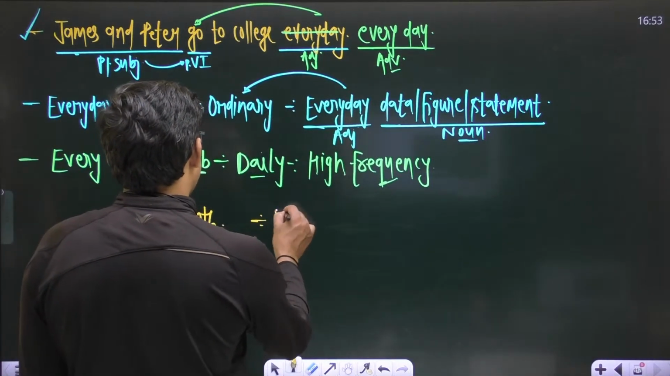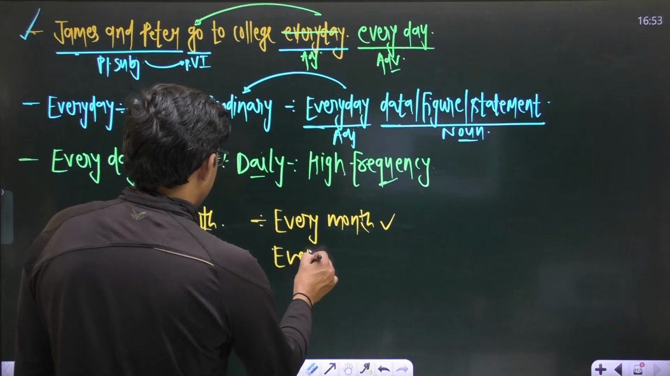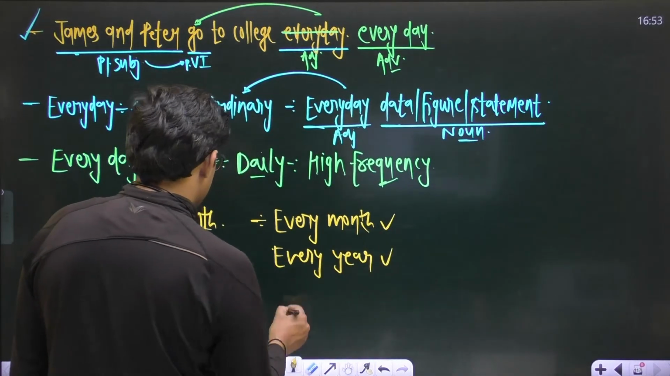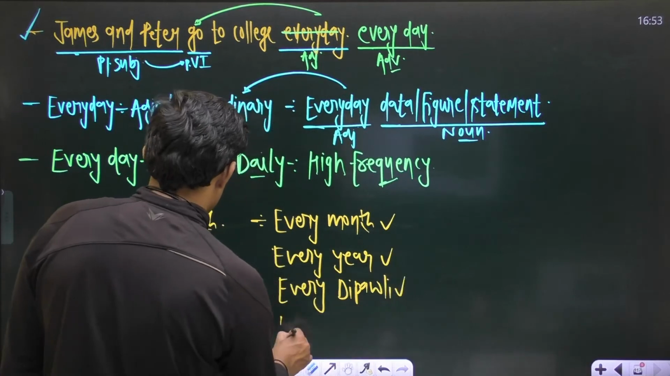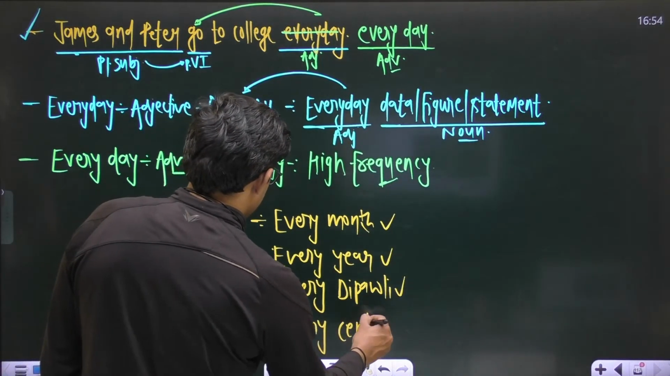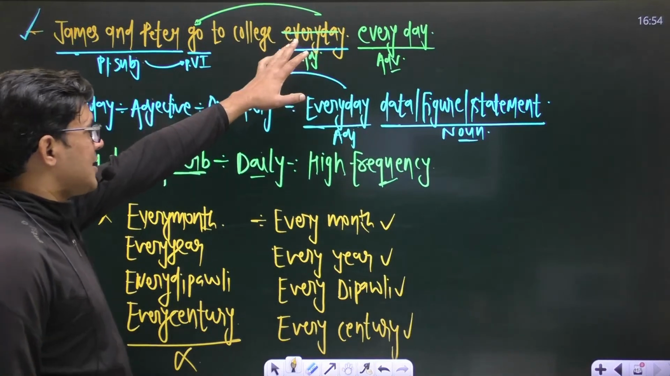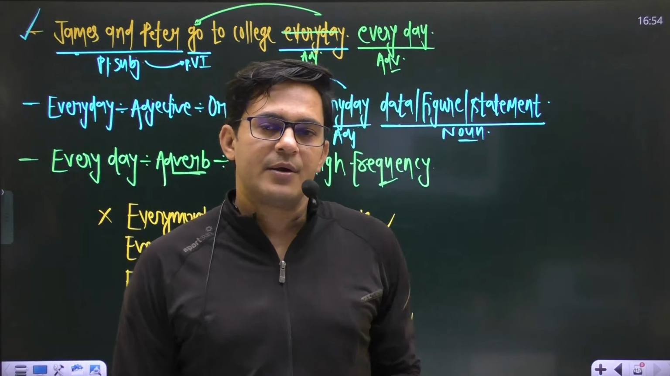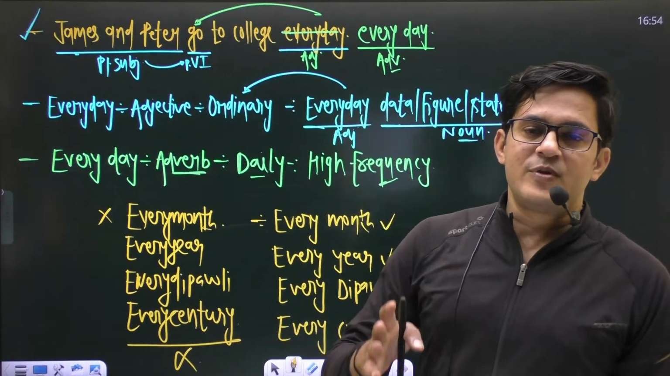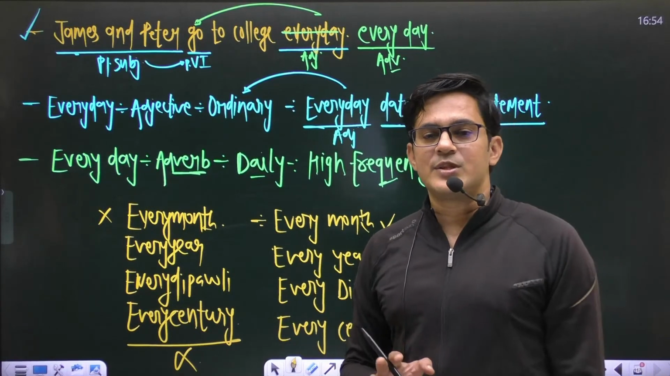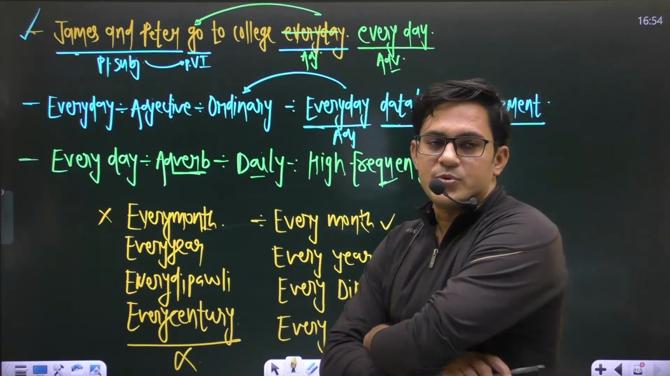So what is accurate actually? If you say every space month, every month, it is okay. If you say every space year, every year, this is also okay. If you write every space Dipavali, this is also okay. If you speak every space century, this is also okay. So the same thing happens here. This word everyday without any space is an adjective in nature, and that means ordinary, right? But to show high frequency in the sentence, we require an adverb, and that adverb is every space day. So replace the adjective everyday with the adverb every space day. That means daily. Okay, so now the sentence will be fine.